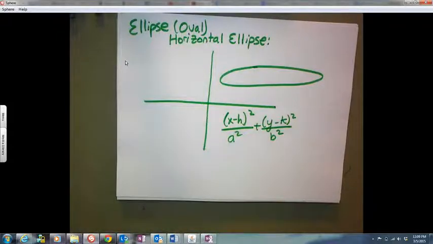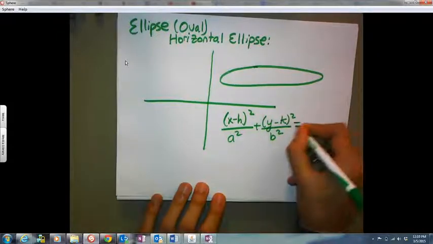And now we'll just go through some of the key features of an ellipse. Chun-Li? Question.